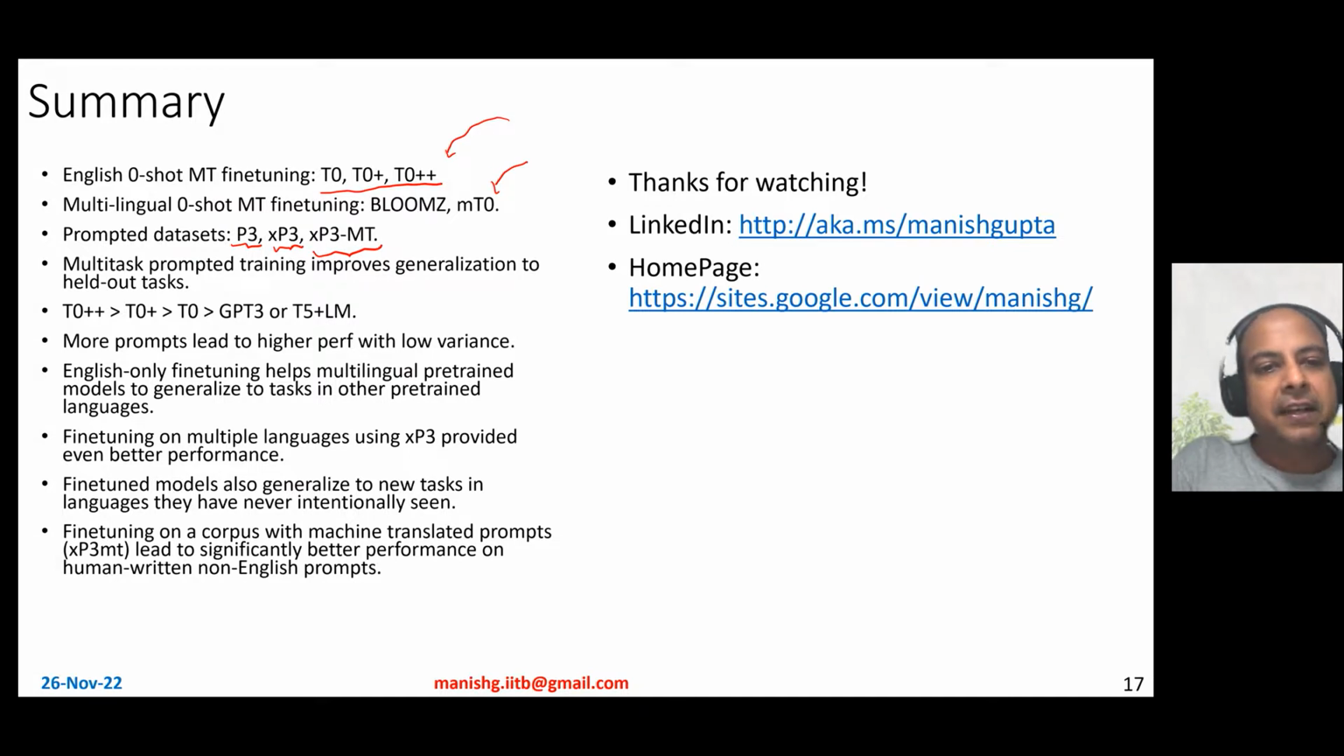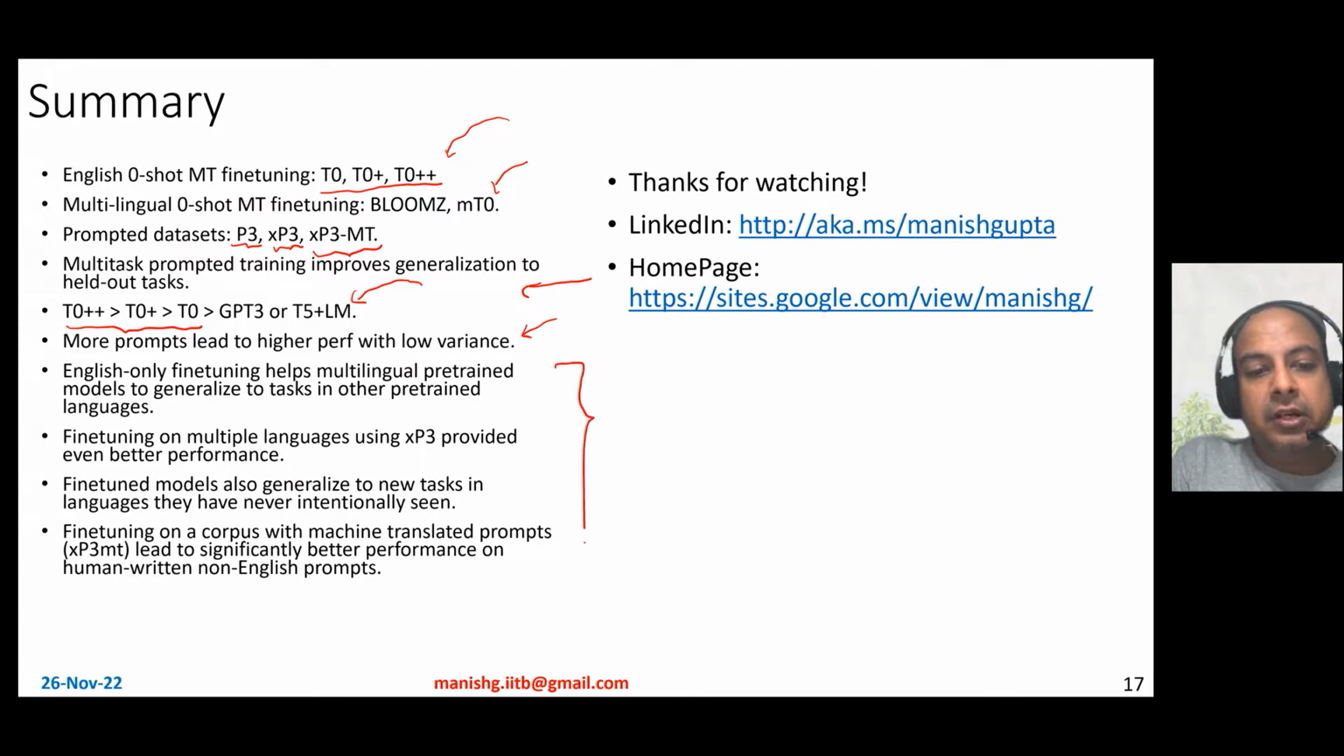So the broad understanding is that yes, multitask prompted fine tuning is great, right? It helps you generalize across languages as well as across tasks. Typically, in the case of English, you observe that as the number of data sets you put in for multitask fine tuning increases, you get better results. More prompts also lead to better performance. So more data sets help, and more prompts help.